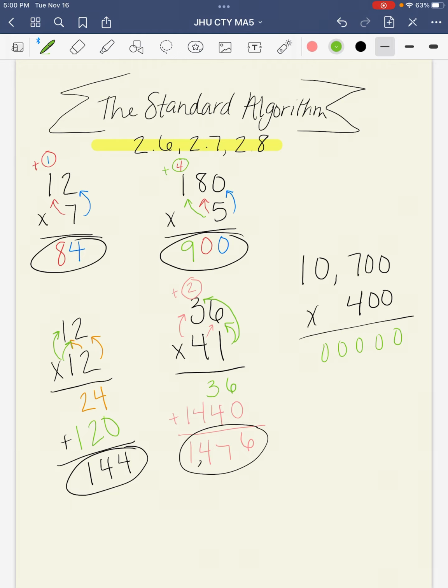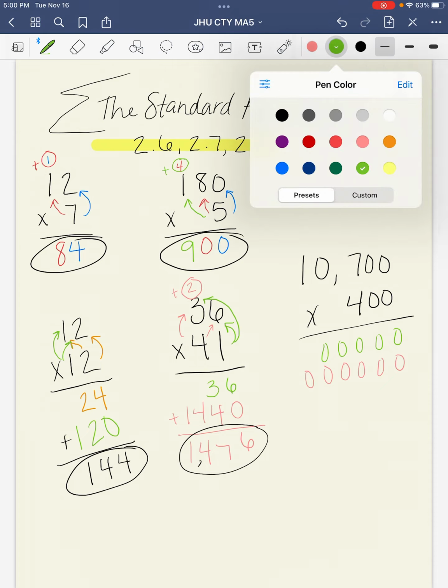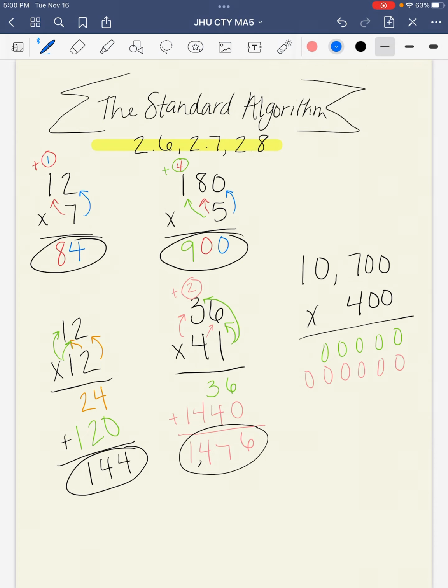And then we have to do that again, but we have to include this placeholder. So, okay, now we're on to that second 0. So here's a placeholder. And now 0 times 0 is 0, 0 times 0 is 0, 0 times 7 is 0, and so on and so on. And finally, I'm at my 4. So now I can actually do some multiplying here.